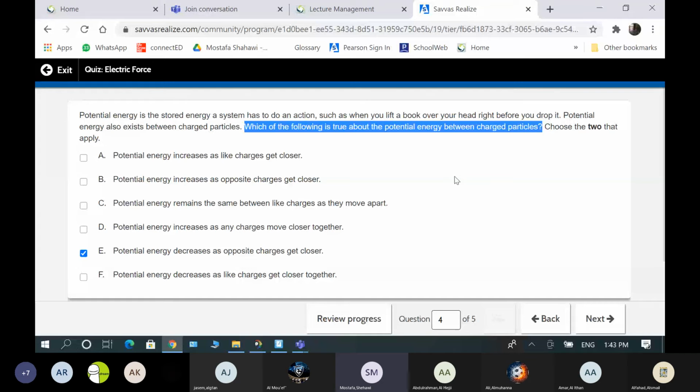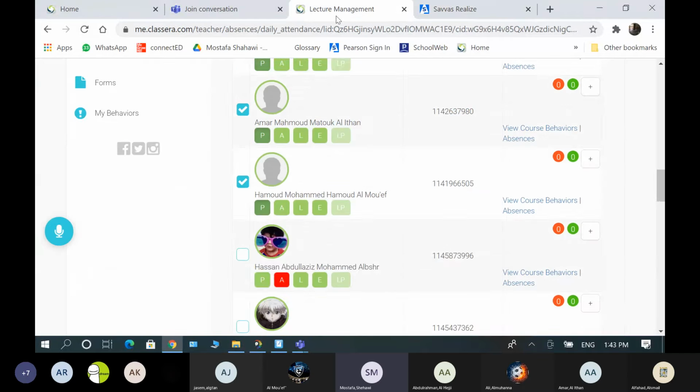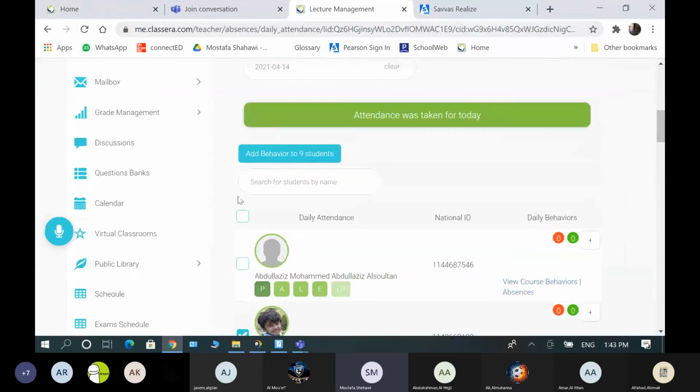Maybe it's C. Also, we chose C before and it's wrong. You chose C and E, right? C is wrong. Okay. D. Also wrong. Let me pick someone else. I didn't understand the question. What's the question? Wait until we answer it and then we will understand it.